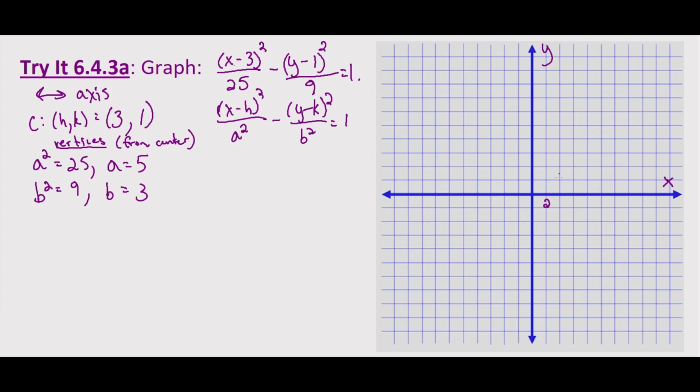So our center is at 3, 1. So let's go ahead and graph that. If this is 2, 3 is right about here. I think we'll be fine leaving the y scale as 1. So let's graph 3, 1. That's right here. Now we want to go 5 to the right and 5 to the left. So 1, 2, 3, 4, 5. 1, 2, 3, 4, 5.